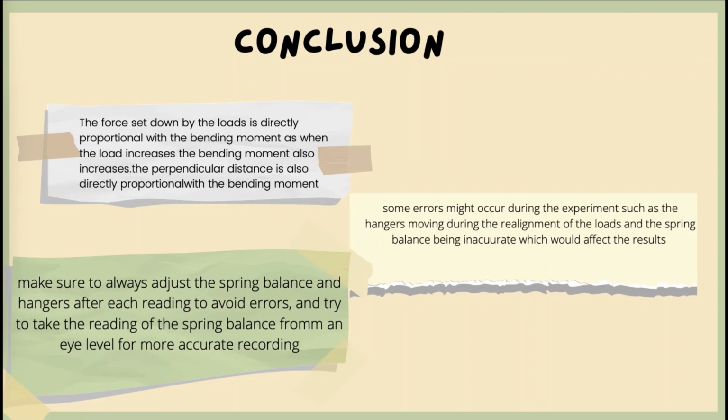Some errors that might occur during the experiment are that the hangers might move during the realignment of the beam. When taking the readings of the spring balance, you have to take them from eye level for a more accurate reading, and the scale of the spring balance might not be accurate, which will affect the results. To avoid these errors, always make sure to adjust the spring balance after each reading, and also adjust the hangers after each reading, and try to take the reading of the spring balance from eye level for a more accurate recording.